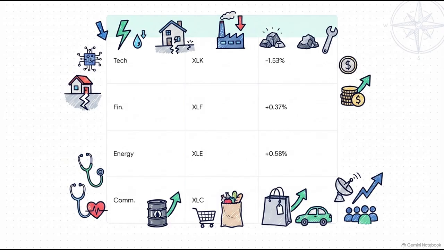So where did the money go? Financials, XLF, went up 0.37% as they benefit from wider rate margins. Energy, XLE, gained 0.58% on inflation hedge demand. Consumer staples, XLP, added 0.41%. Now, interestingly, discretionary, XLY, jumped 1.15%, and communication services, XLC, soared 1.40%. But don't be fooled by that. That is just a few mega-cap platforms buying back their own stock, which is masking the broader sector weakness.